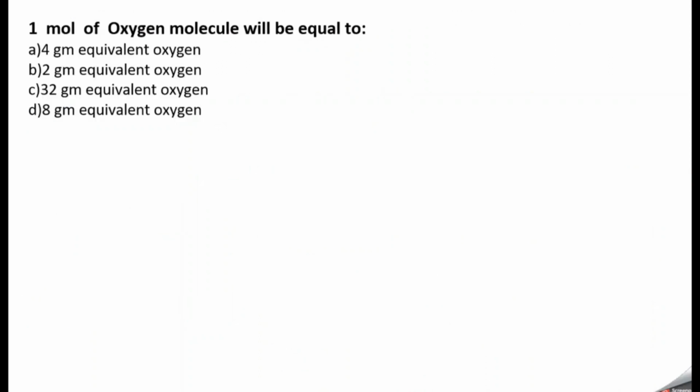I'll just read the question. 1 mole of oxygen molecule will be equal to, option A, 4 gram equivalent of oxygen, B, 2 gram equivalent of oxygen, C, 32 gram equivalent of oxygen, D, 8 gram equivalent of oxygen. So this is a question related to number of equivalents.